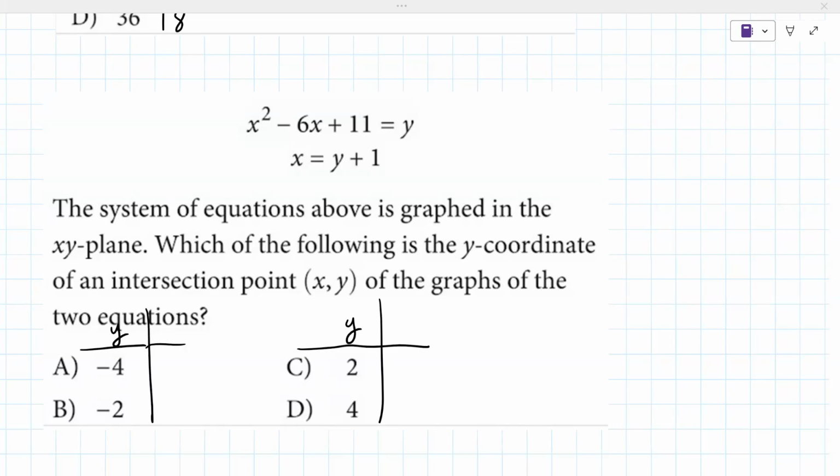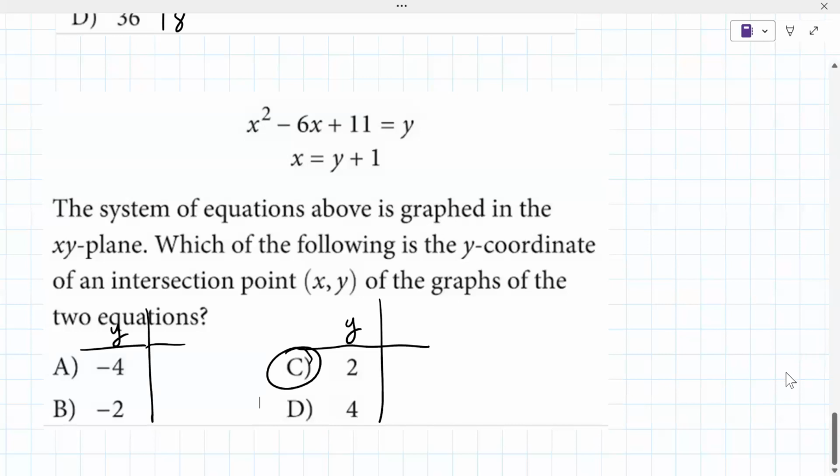Is it two? Which one, A, B, C, or D? Oh, you're saying C? Yes, it is. Good. Really, really good. Did you use the table method or did you substitute in? I use the table method. Okay, yeah, good. Appreciate you trying that out here.